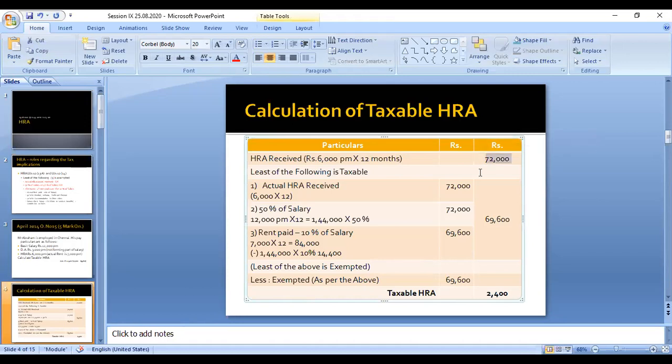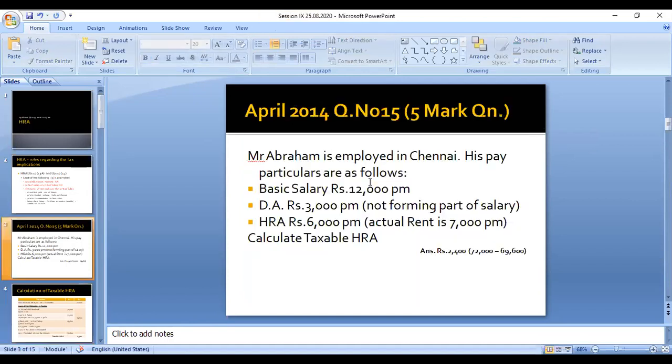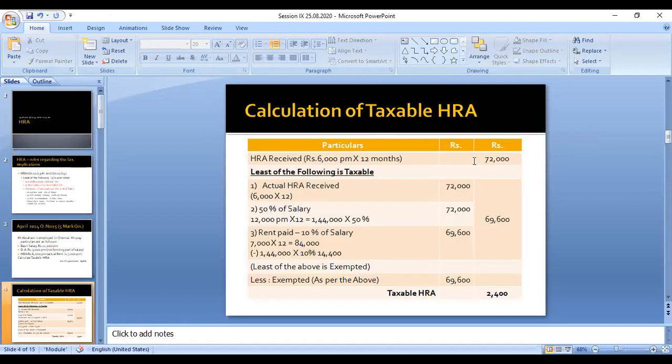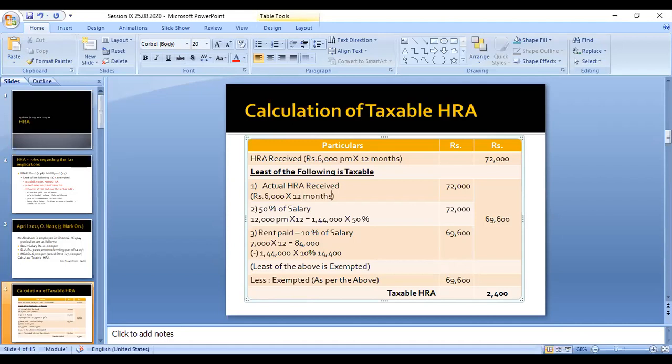Right? So now we have to calculate, because as per the formula, the least of the following is exempted. As per the formula, HRA received is the same amount, 72,000. So 6,000 into 12 months. 6,000 is received every month. For 1 year, the amount received by him is 72,000. So the same amount I put here.